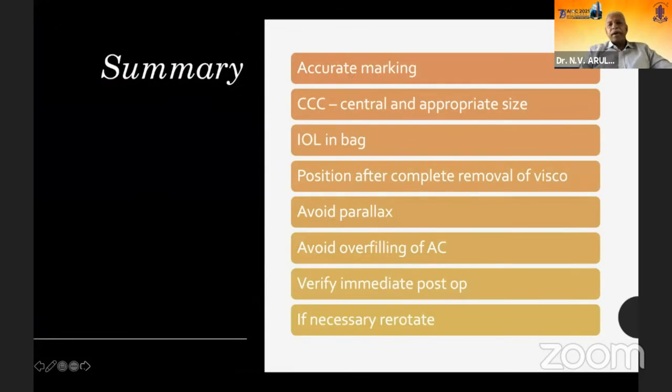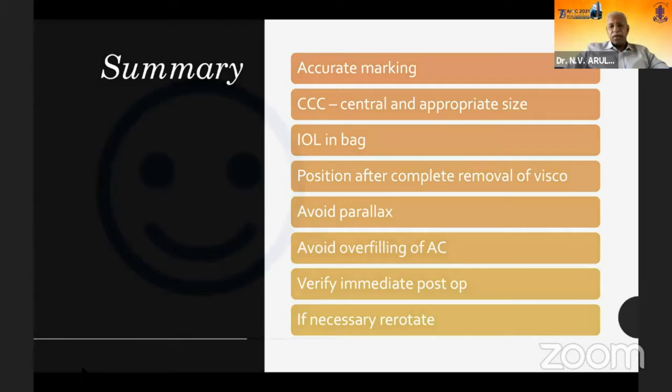So in summary, accurate marking, CCC should be central and appropriately sized, IOL should be in the bag, position after complete removal of visco, avoid parallax. At the end of surgery, avoid overfilling of the AC, verify immediate post-op, if necessary, re-rotate.